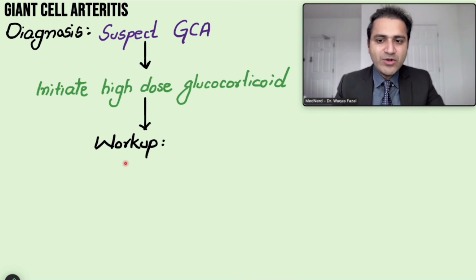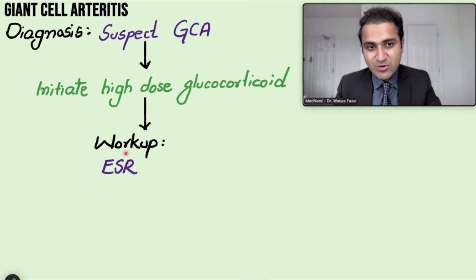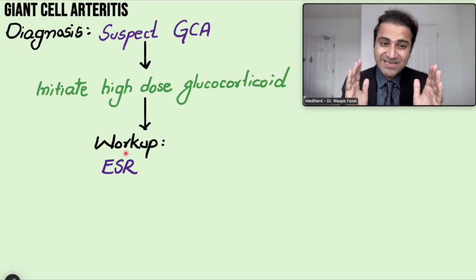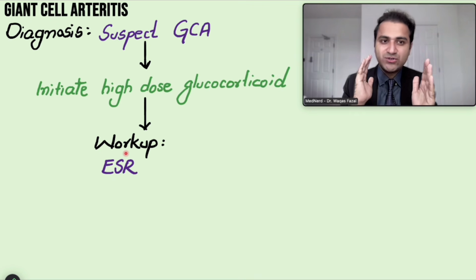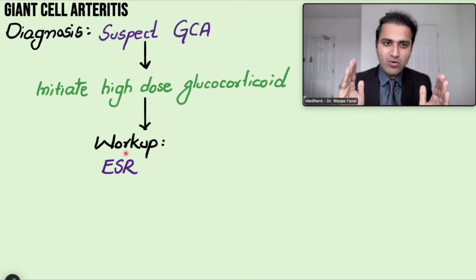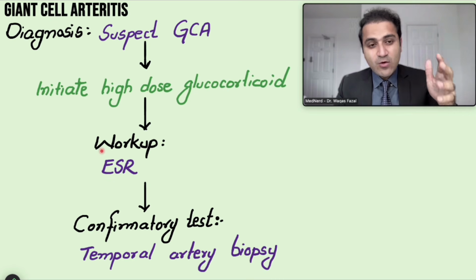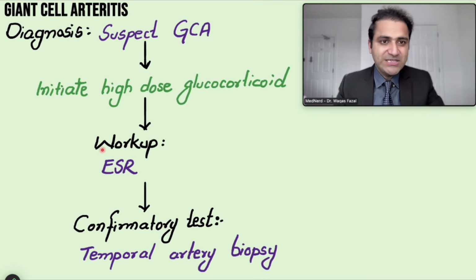In the workup, you send the initial investigation, ESR. In exams, if they ask you about initial investigation, ESR. But in exam, if they give you the option that you suspect giant cell arteritis, what should be the next step? ESR, high dose glucocorticoids. Always choose high dose glucocorticoids. After that, you go for ESR. You do ESR and ESR will be elevated above 50 in these patients.